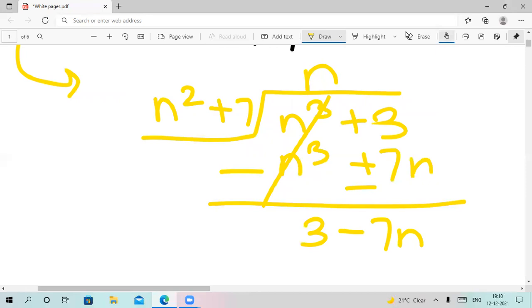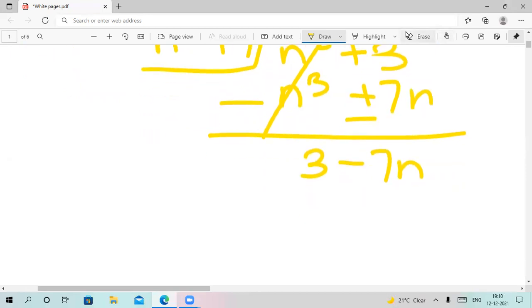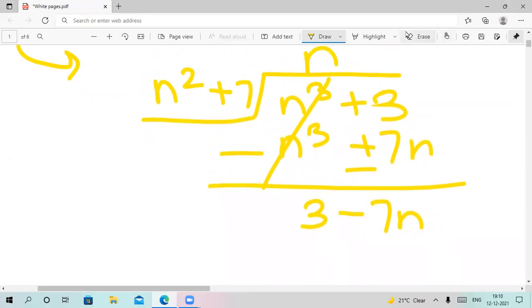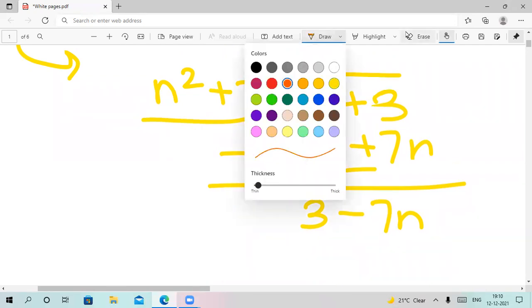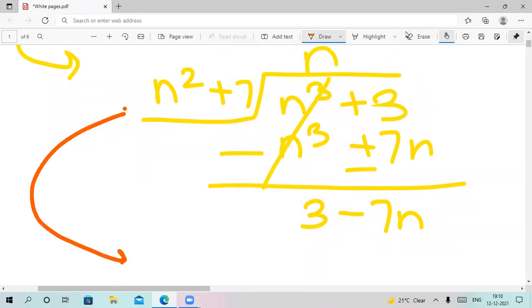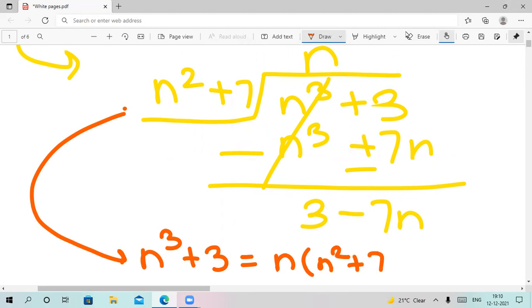Now, as per the division algorithm that we can establish here, we can write n cube plus 3 as n times n square plus 7, plus 3 minus 7n.